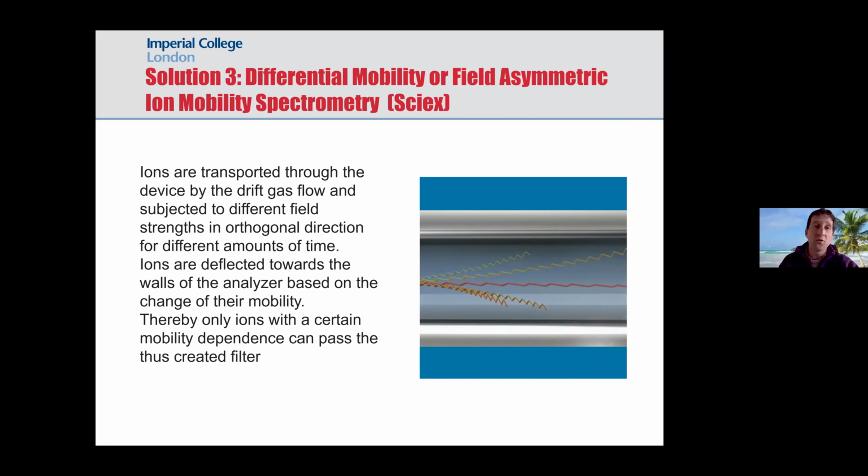So ions are transported through the device by a drift gas flow and then subjected to different field strengths in an orthogonal direction for different amounts of times. This means that ions are either deflected above or below the plane of the tube as they go through, and they get deflected in terms of their mobility. As a result, only ions with a certain mobility dependence can pass through, and this creates a filter, and it's very efficient in terms of the amount of space that it needs to use in terms of getting this filtering-based approach.